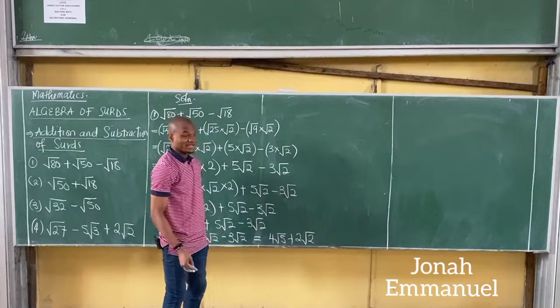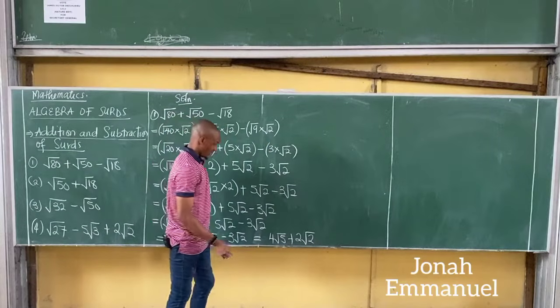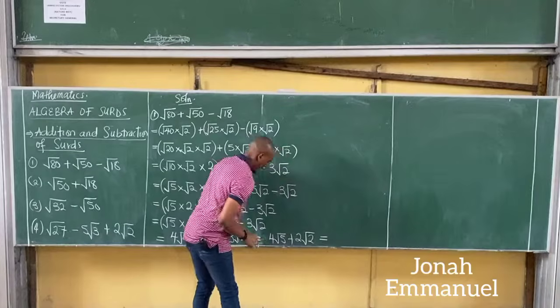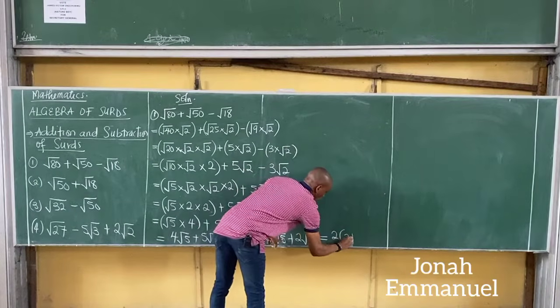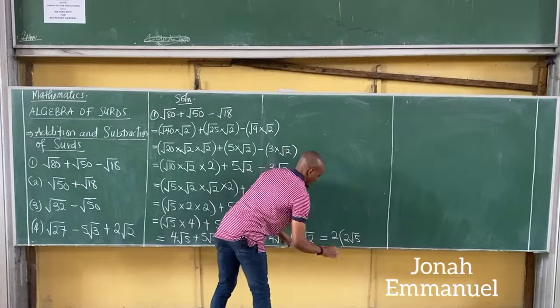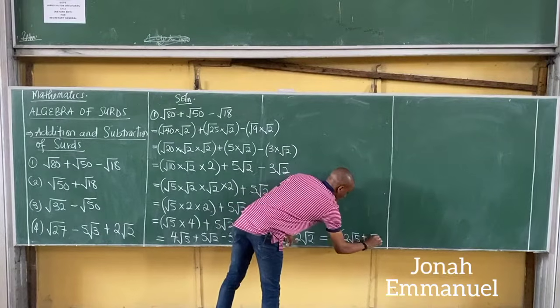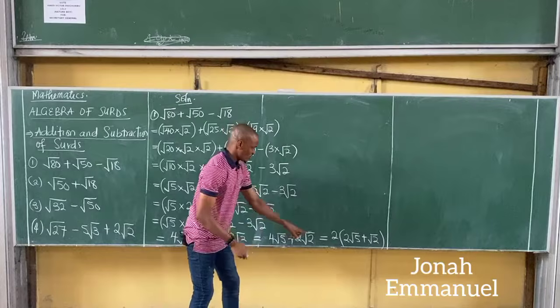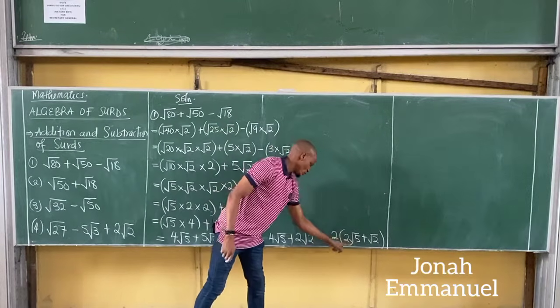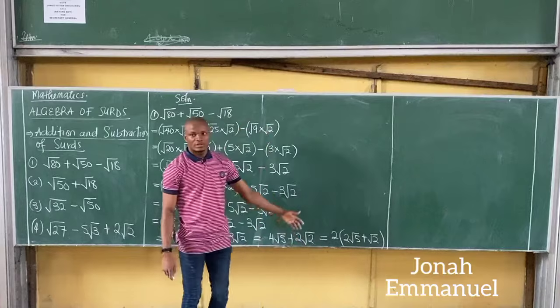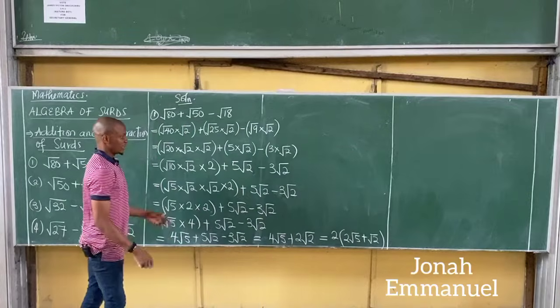If you want to, you can factorize this. Bring out 2 from here. Because 2 times 2 gives you 4 root 5, and 2 times root 2 gives you 2 root 2. Very important. That's the answer to this.